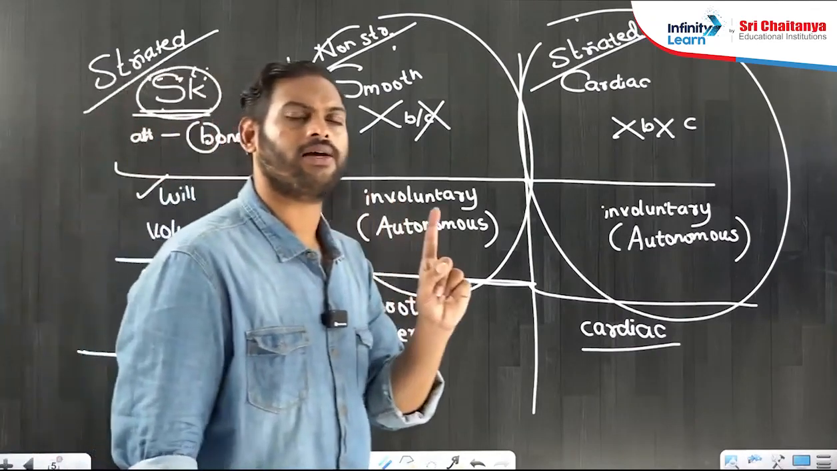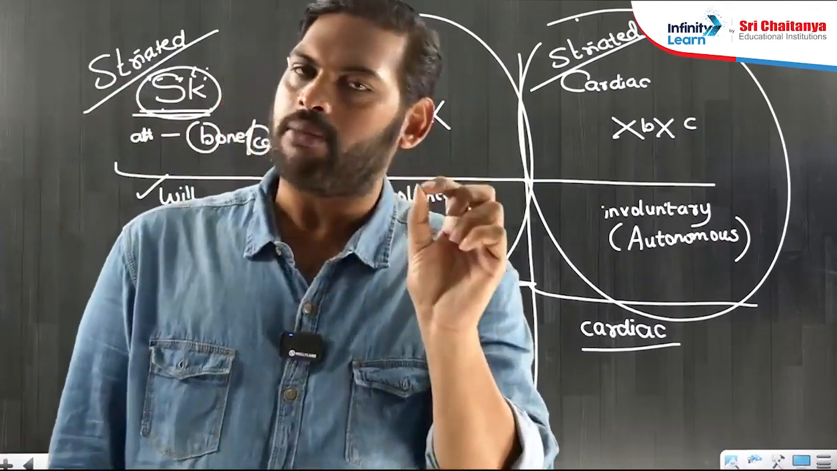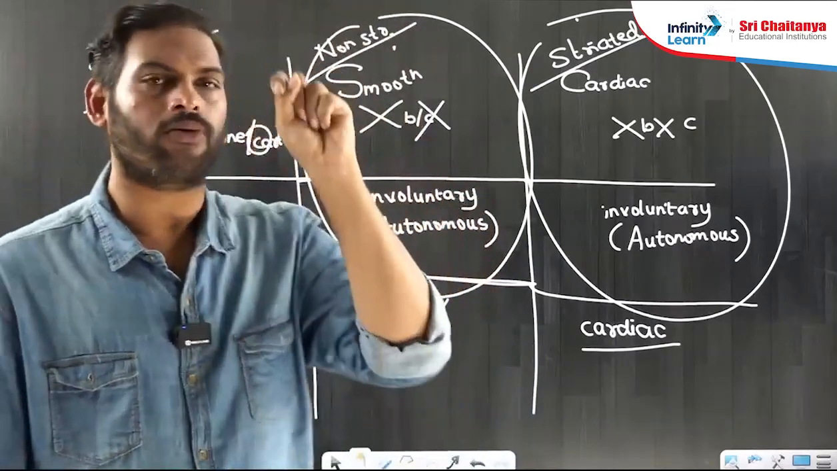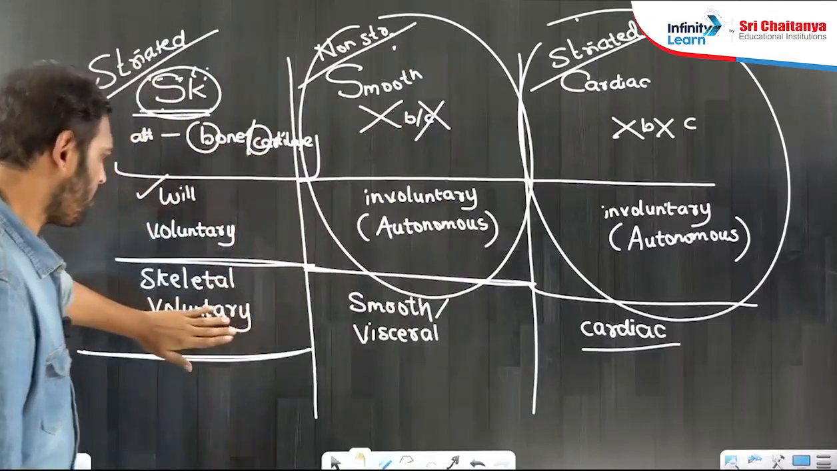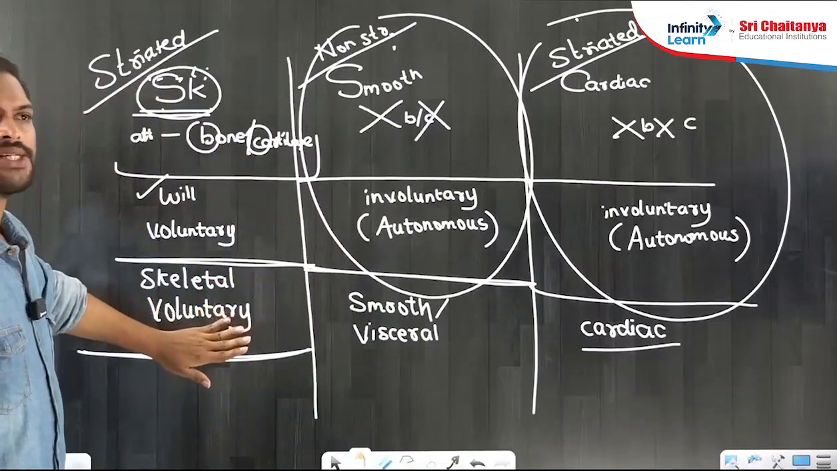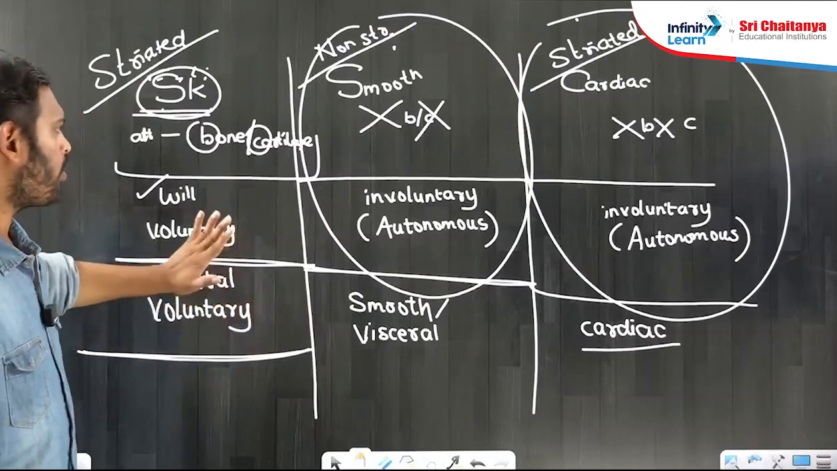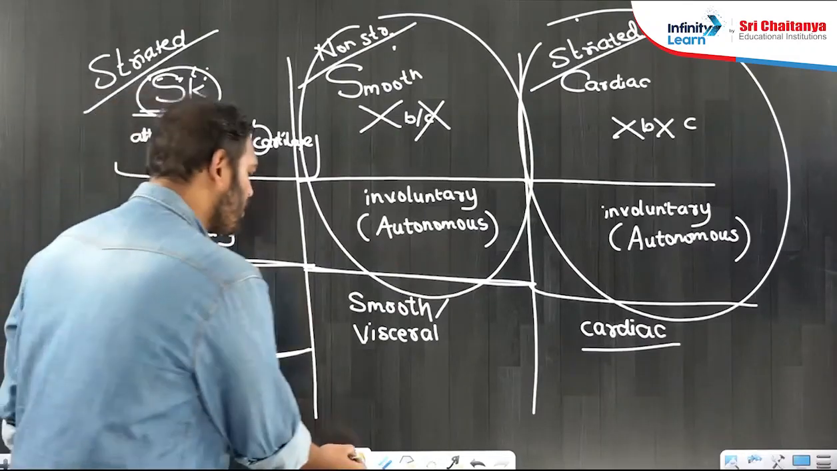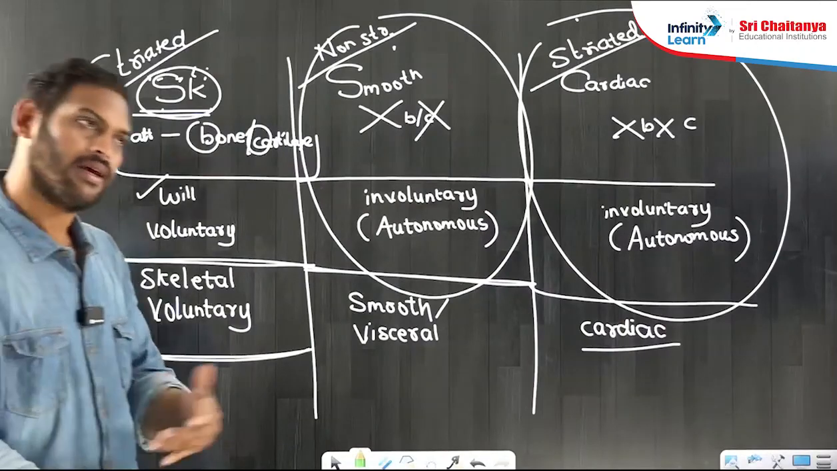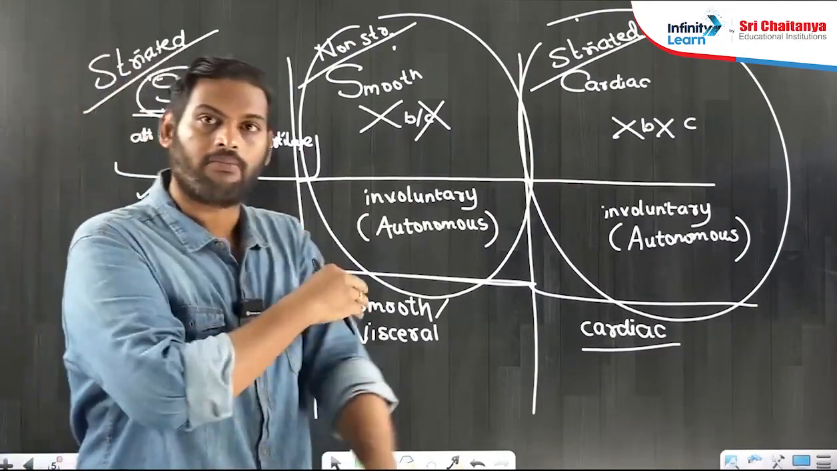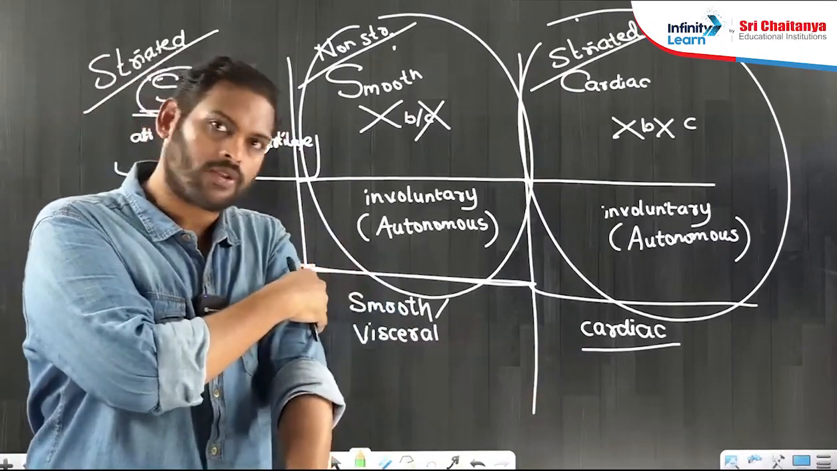Now tell me one example of skeletal voluntary muscle you know. Give me one example, guys. Skeletal voluntary muscle which is controlled by you. You can willfully control it. Try this. Give me one example of skeletal muscle. Yeah, leg muscles, hand muscles, limbs, correct. Biceps and triceps both are voluntary.